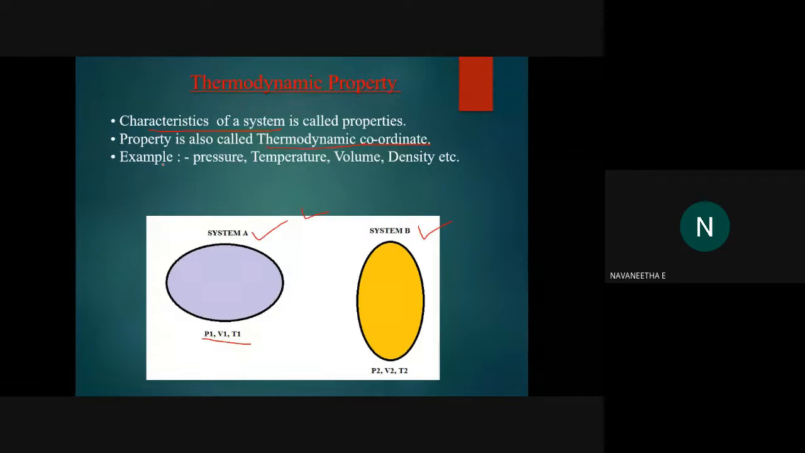Then example: P, T, V, rho. Okay, P, T, V: pressure, temperature, volume, density.